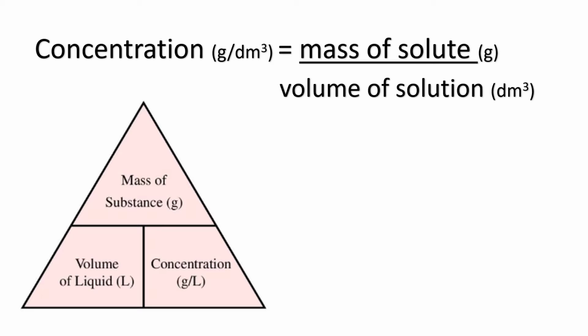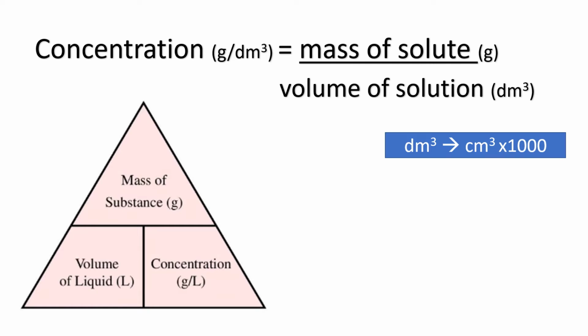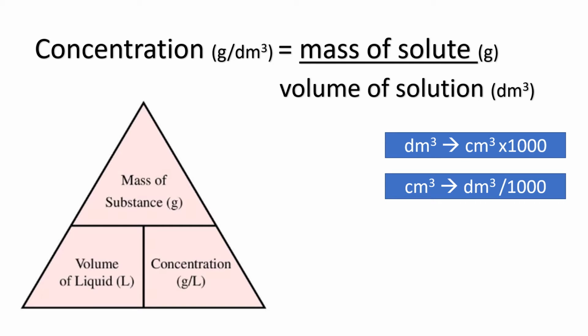So mass of substance is the mass of the solute, and the volume of the liquid is the volume of the solution. It's worth recognising your volume of solution is in decimeters cubed. They're going to trip you up by putting it in centimeters cubed. So just be aware that if you want to convert decimeter cubed to centimeters cubed, you multiply by 1,000. And if you want to change it from centimeters cubed to decimeter cubed, you would divide by 1,000.